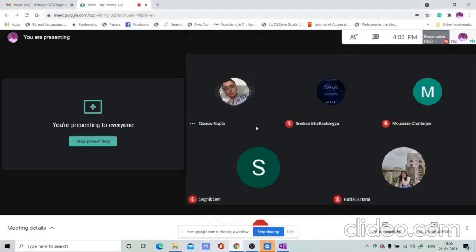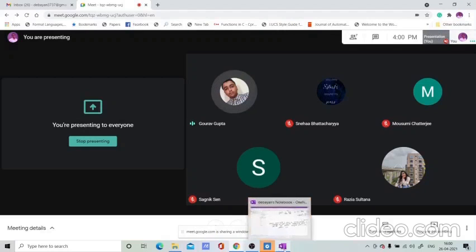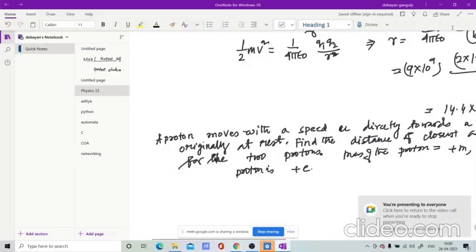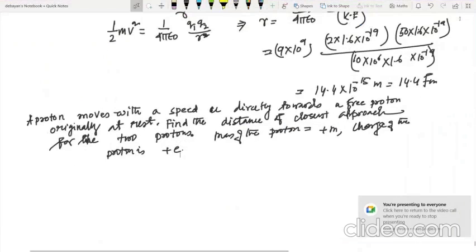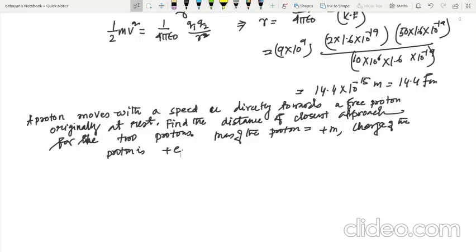Sir, yes, tell me. I think I got the answer. 1 by 4 pi epsilon naught into e square divided by mv square. How did you get that? By equating the kinetic energy and the potential energy.